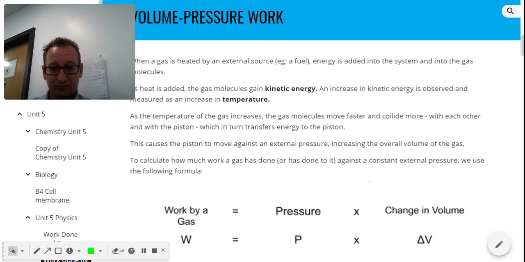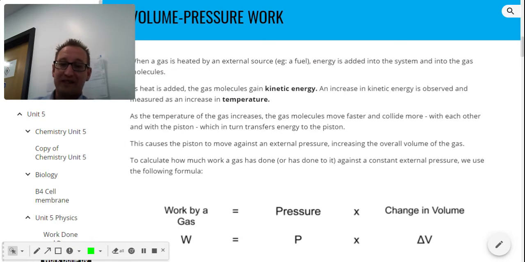Now, when a gas is heated by an external source, I demonstrated to you a simple heat engine that sat on top of a cup of hot water. That was our heat source, an external heat source. Energy is added into a system, and a system essentially contains gas molecules. As the heat goes in, the gas molecules begin to move more. They gain kinetic energy. The increase in kinetic energy is essentially observed in an increase in temperature.